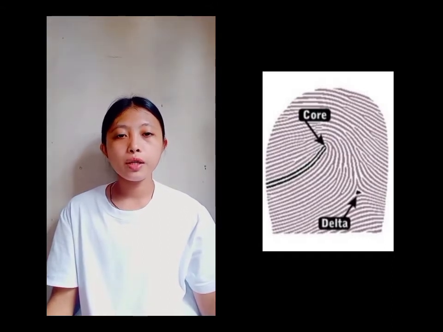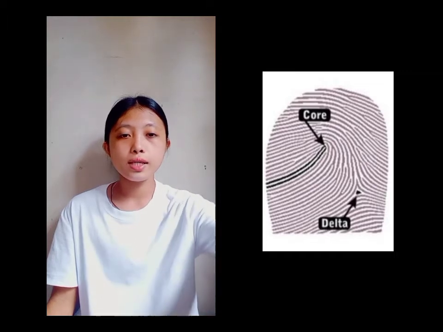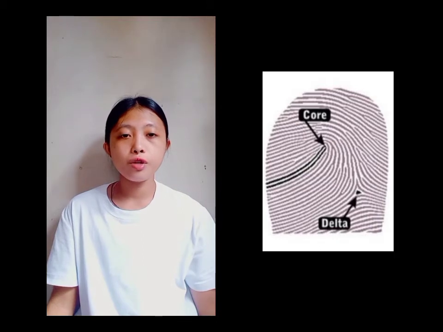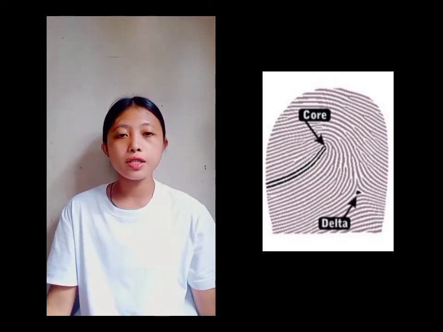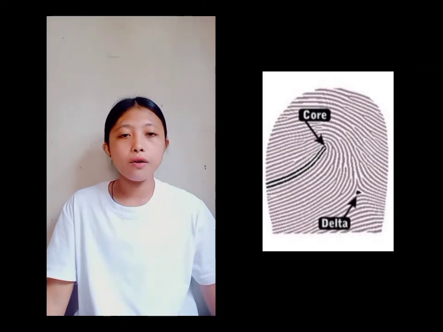So the topic that I've chosen is the selection of core and delta. So what is delta? The delta is the point from which to start in ridge counting, in front of and nearest the center of the divergence of the type lines. So there are 6 delta formations, which are the bifurcation, dot, meeting of two ridges, looping ridge, ending ridge, and starting ridge. In the selection of delta, there are 5 rules.